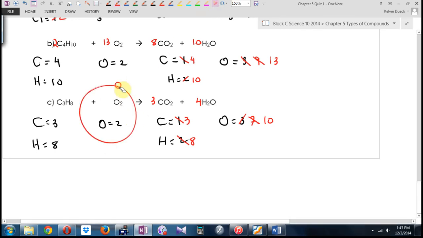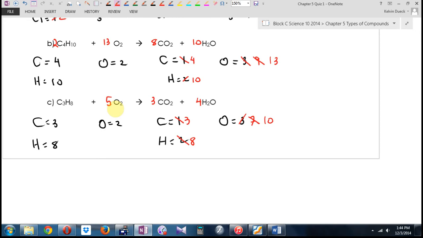Which? 5. See? That's balanced. I don't need to use that decimal times by 2 trick. C3H8 plus 5 O2 yields 3 carbon dioxides and 4 water molecules. Half mark, half mark, half mark, half mark. You can give yourself a 1.5 there.